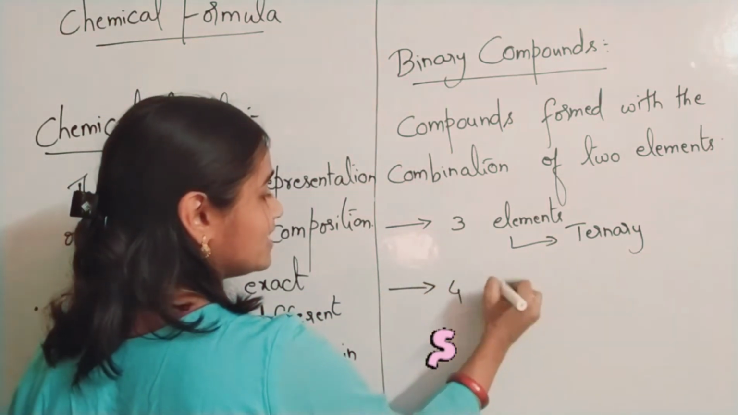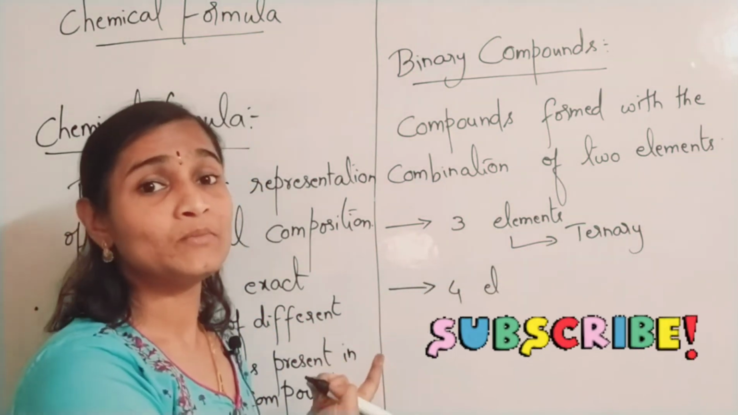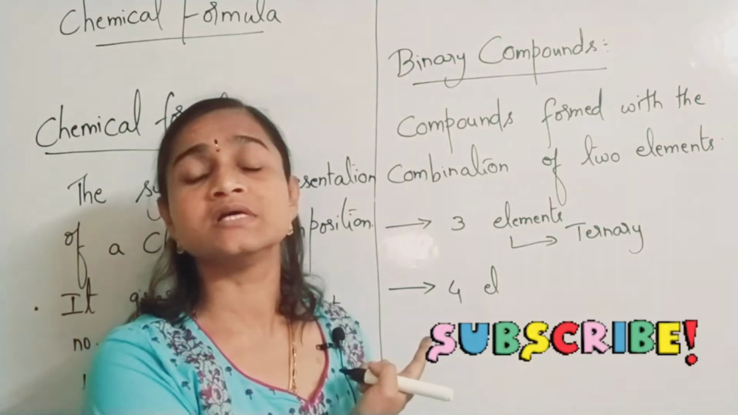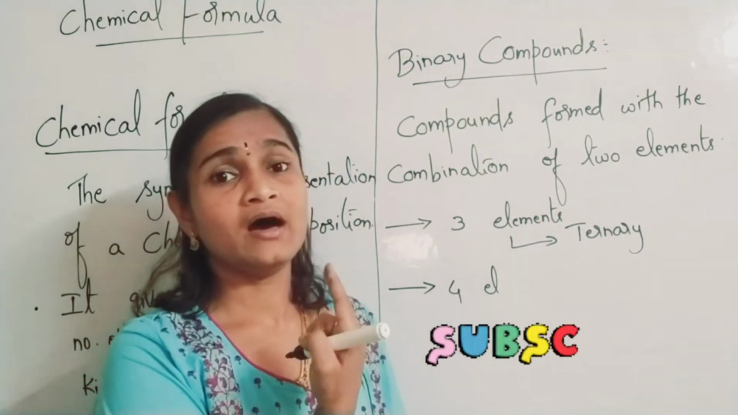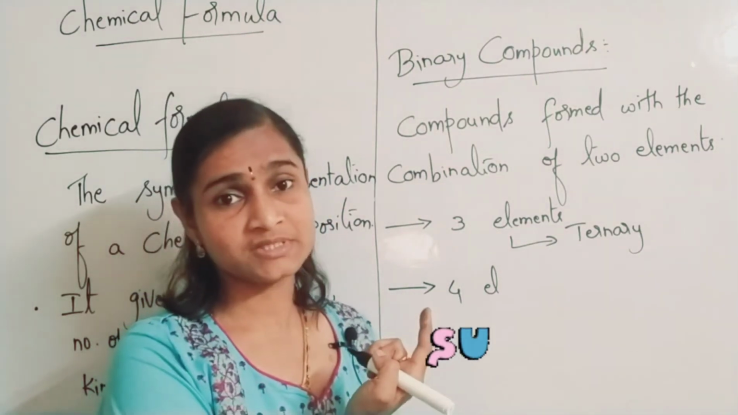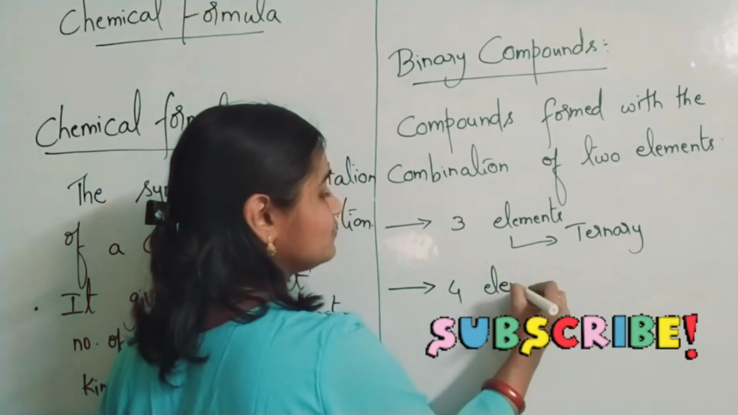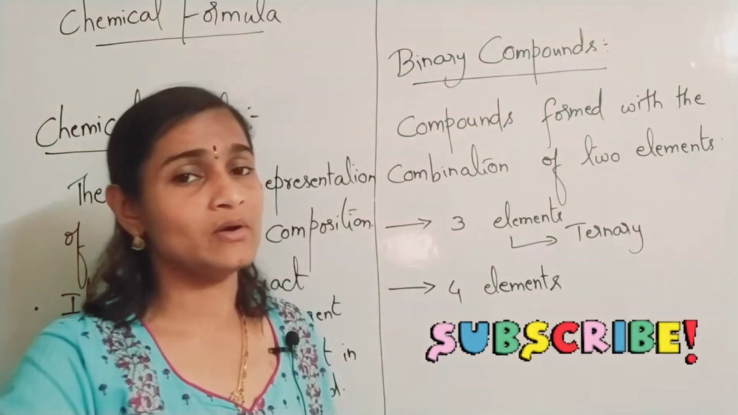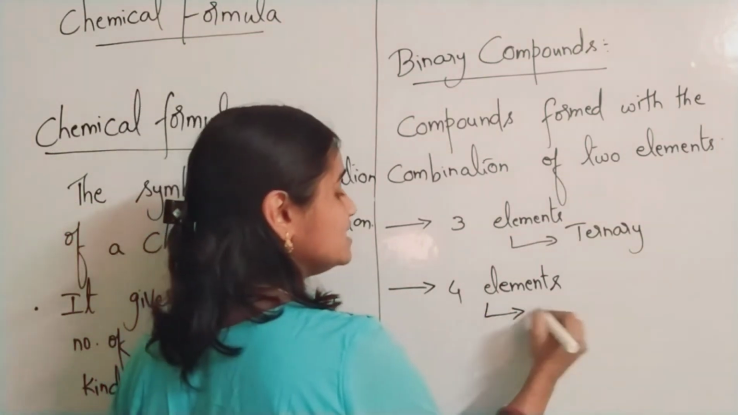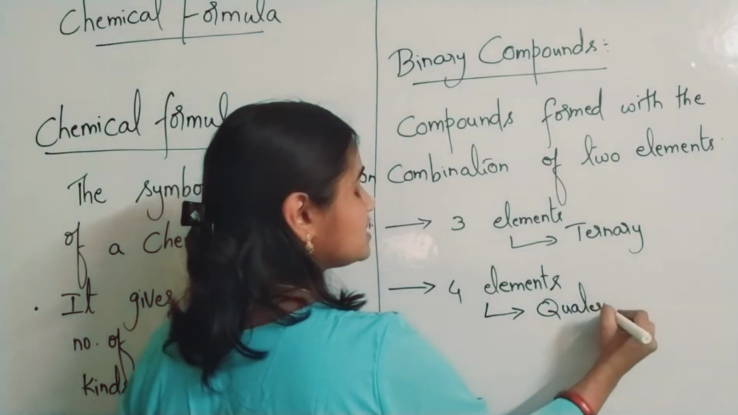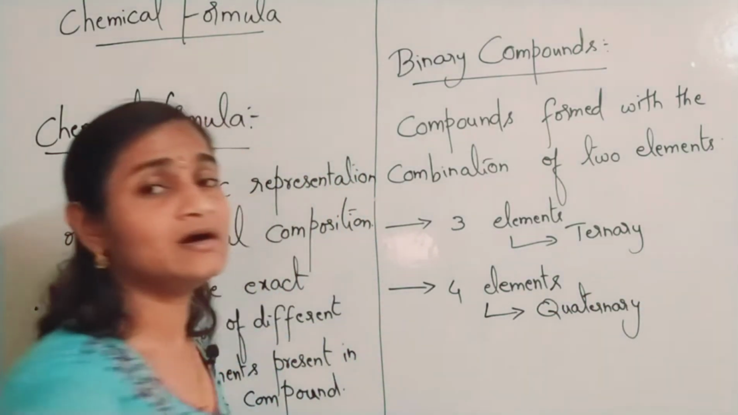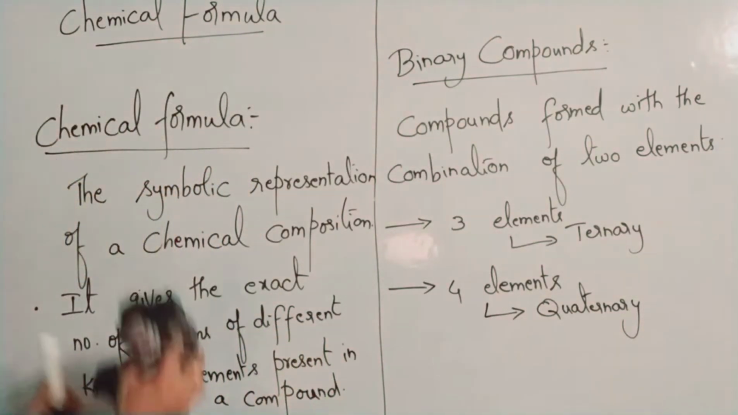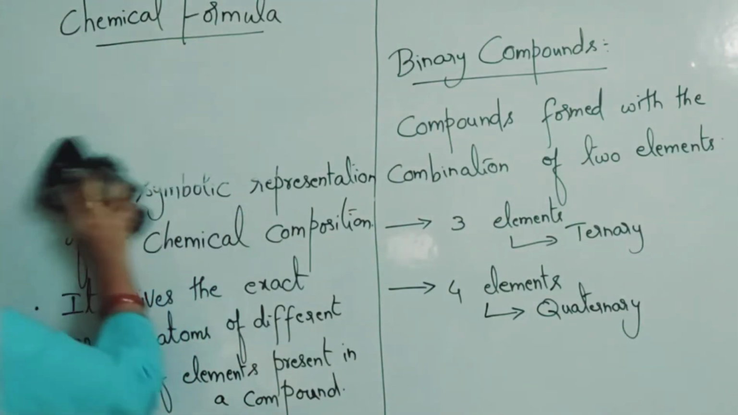If 4 elements are there, these are very rare cases. Mostly you will come across this kind of compounds under coordination compounds or in organic compounds, quaternary compounds. Now if 4 different elements combine to form a single compound, you call them quaternary. Please remember the words. Quaternary compounds. Okay, let us see some examples for these 3 types of compounds. Then we will be learning about the chemical formula.